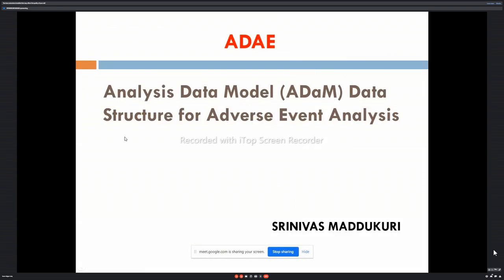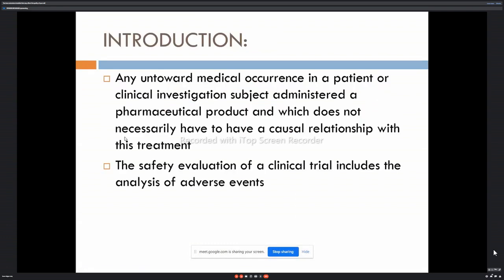Analysis data model, data model structure for adverse events. The first one that we have is the definition for AE, as I said: any untoward medical occurrence in a patient or a clinical investigation subject administered a pharmaceutical product or a drug, which does not necessarily have to have a causal relationship with the study treatment.